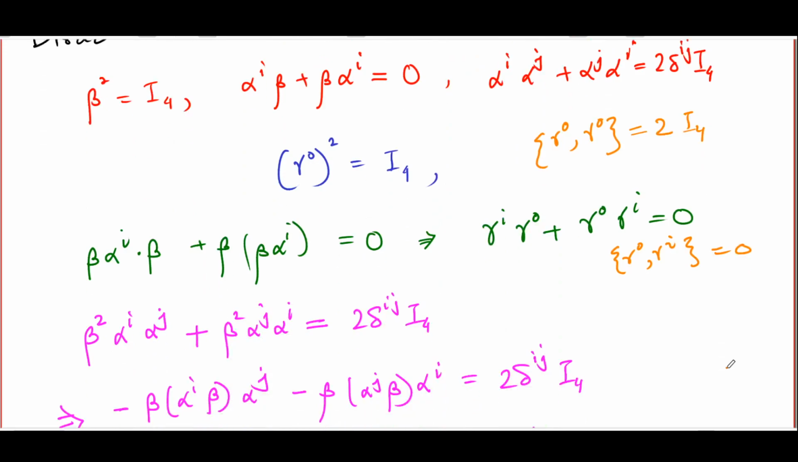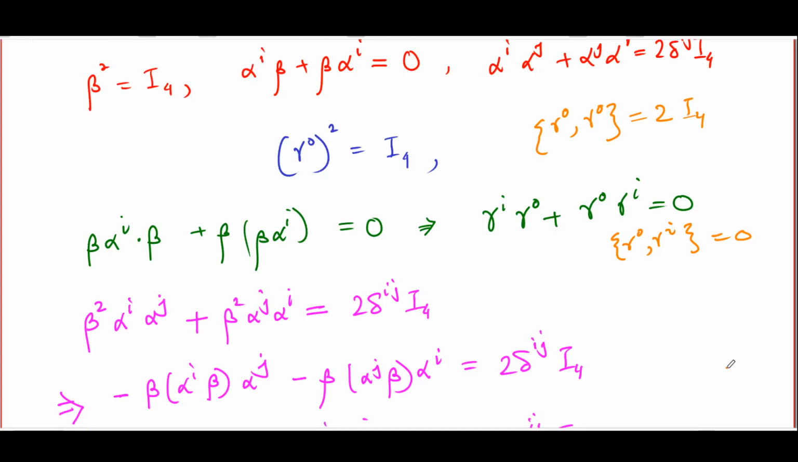Finally, we come to the last equation. Alpha i alpha j plus alpha j alpha i is twice delta ij I4. Now we want to change both the alphas to gammas, and for that we need two beta matrices. One quick way of doing that would be to multiply on the left by beta squared, which, remember, is the identity. So the right hand side does not change at all.